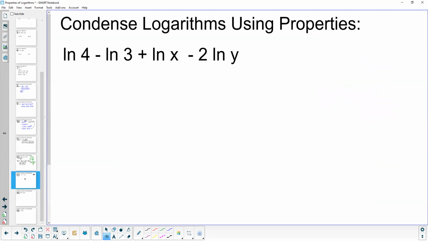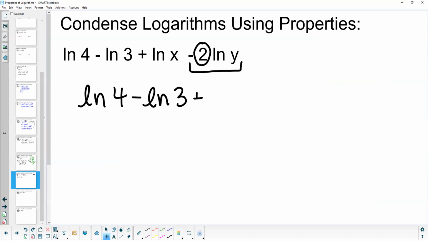So this next one, we've got all natural logs, so our bases are the same. So step 1, check. Step 2, we want to check for any powers, and right here, we see that power. Now, only our 2 is going to go into the power. That minus sign is going to stay the same. So we now have the natural log of 4 minus the natural log of 3 plus the natural log of x minus the natural log of y squared.